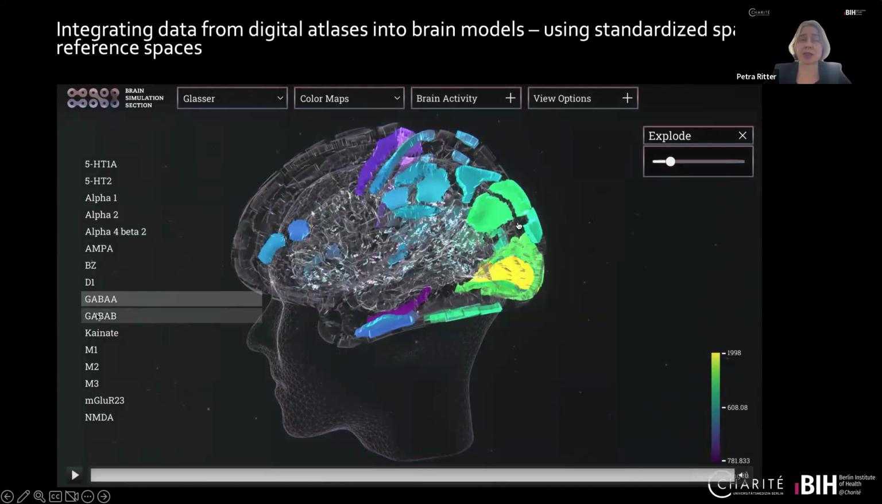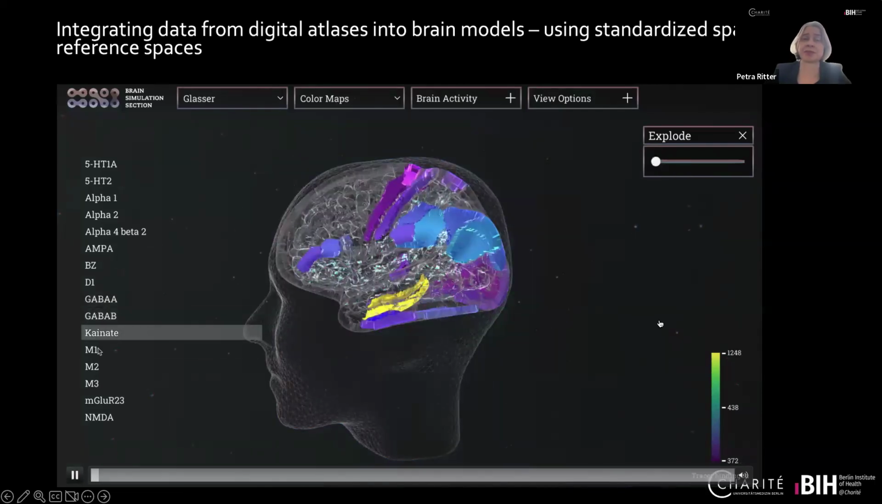So the receptor distributions, for example, can influence or constrain the parameter values of the individual brain regions in such a model.